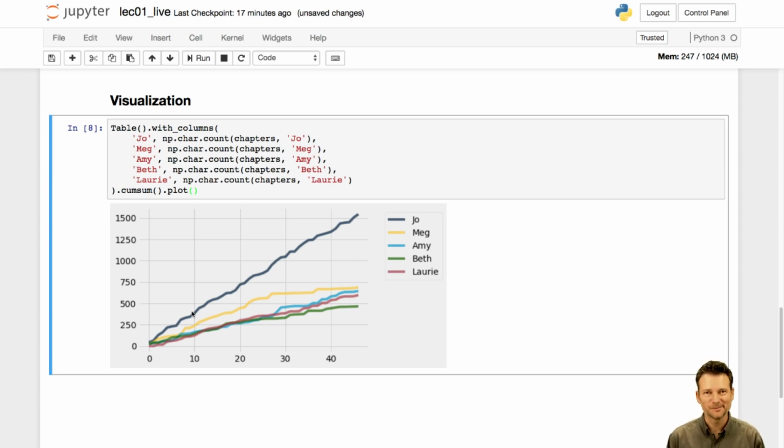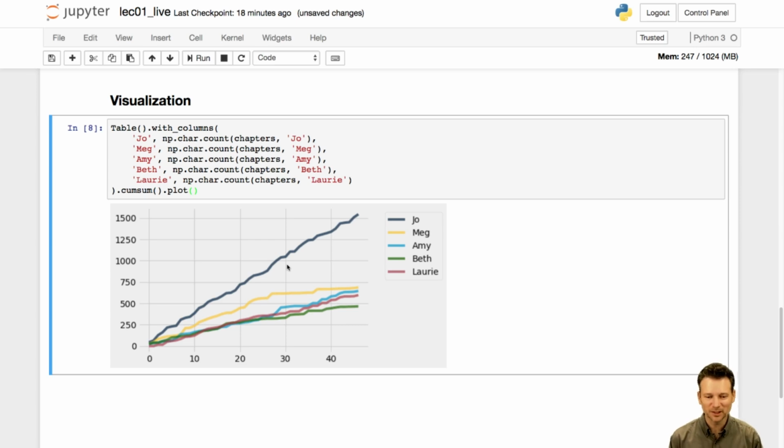I mentioned last time that Jo is the primary character in the book, and you can see that from this plot. This plot makes it very apparent very quickly that Jo's line is higher than any of the others. That means she's mentioned a lot more than any of the other sisters. So Jo is really the one you spend an awful lot of time with in this book. Let's look at what else you can see from this plot.